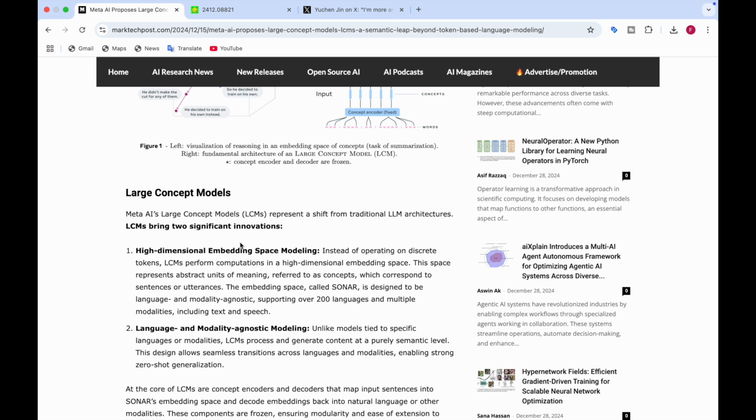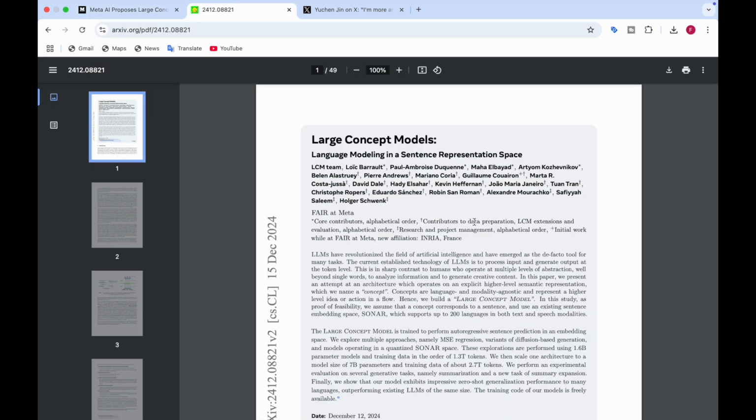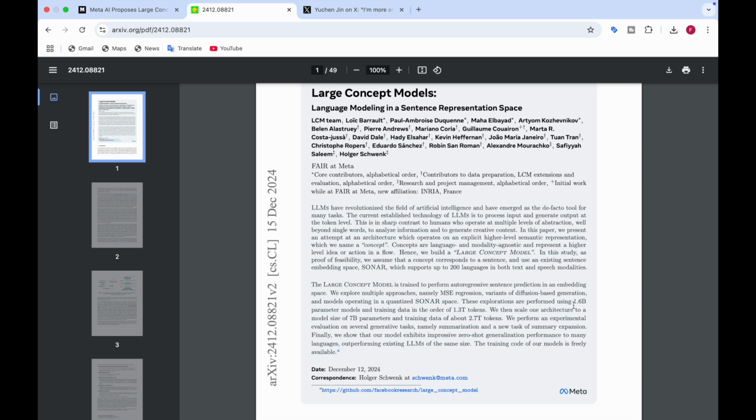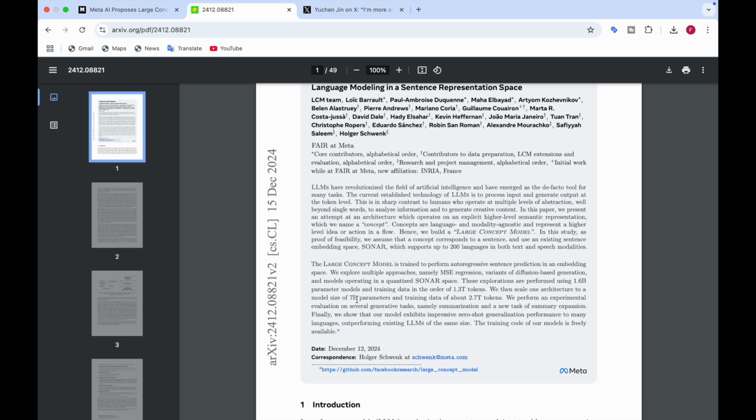If we talk about the experiment results, when we go to the research paper of the large concept models, Meta AI trained a 1.6 billion parameter model, with training data of 1.3 trillion tokens. And they didn't stop there. They scaled it up to a model size of 7 billion parameters, and the training data was about 2.7 trillion tokens. This allowed them to test LCMs on tasks like summarization and a new task called summary expansion.